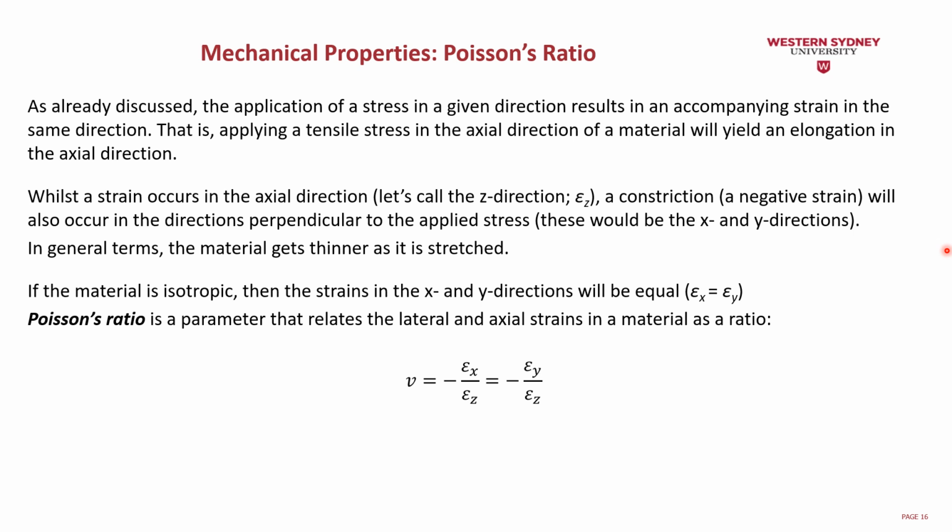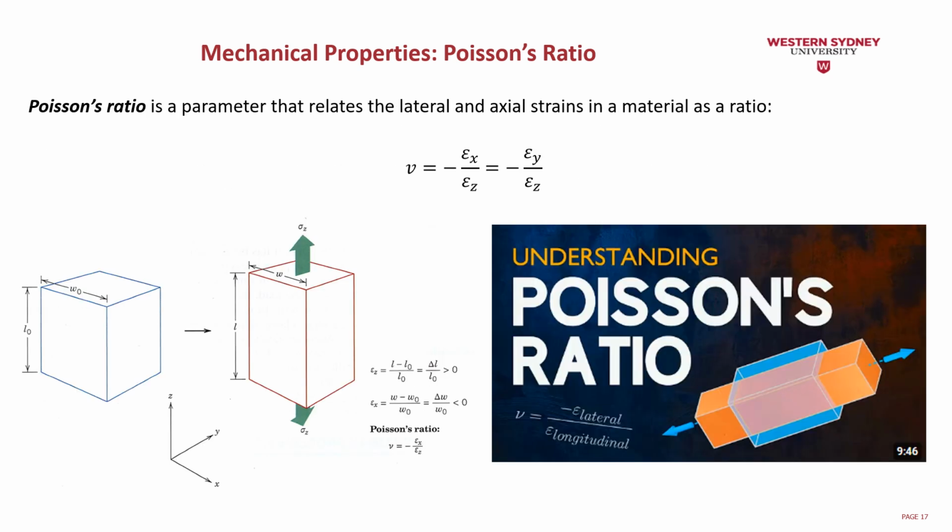If the material is isotropic, then the strain in the X and the Y direction will be equal. The Poisson ratio is a parameter that relates the lateral and the axial strains in the material as a ratio. So the Poisson ratio is equal to the strain in the x direction divided by the strain in the z direction, or equal to the strain in the y direction divided by the strain in the z direction.